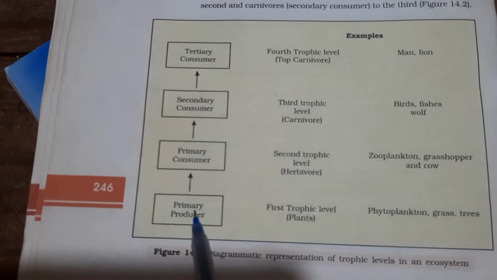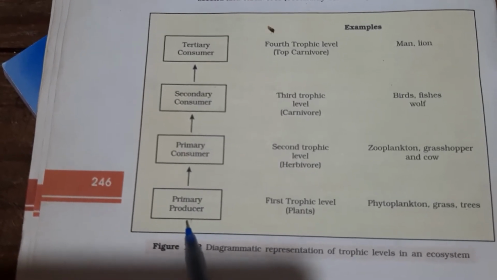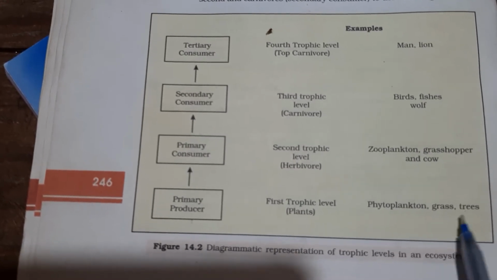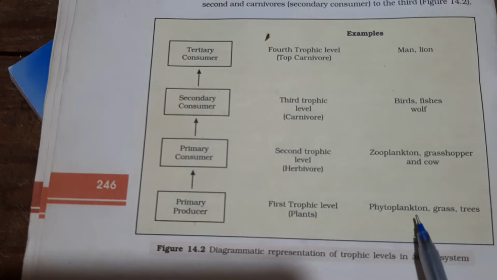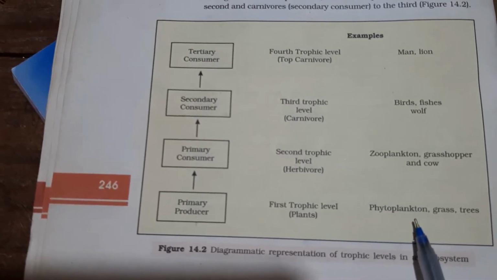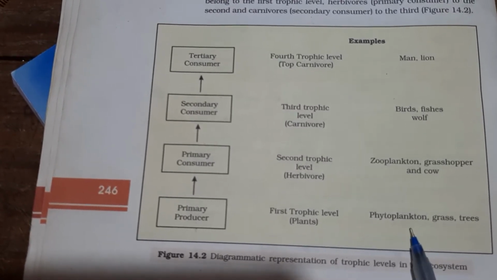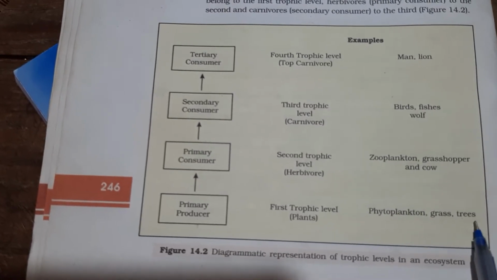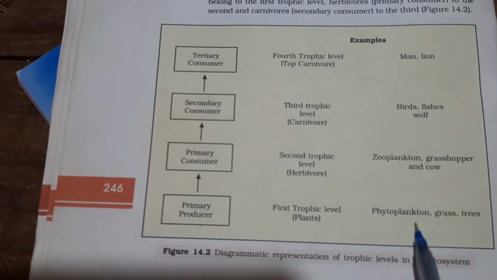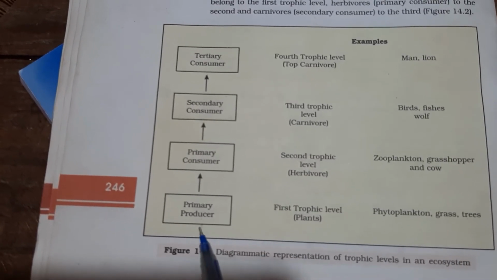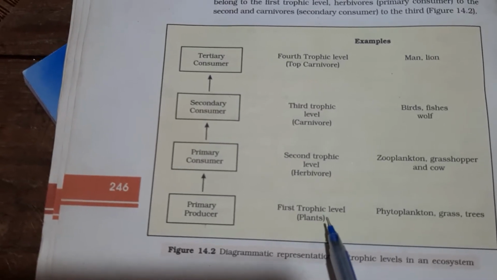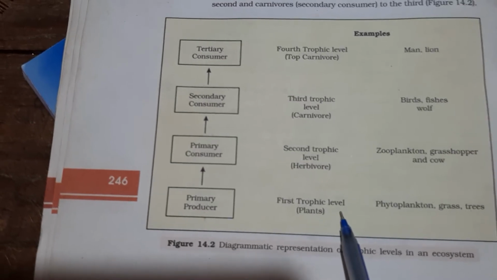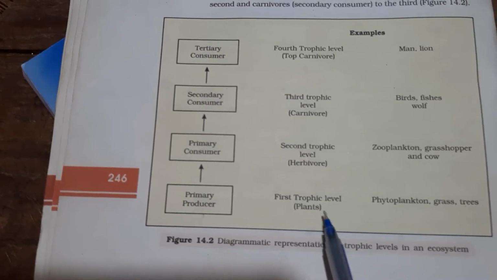Primary producers include phytoplankton, grass, and trees. Phytoplanktons are small plants which synthesize their own food, like grass. Chlorophyll pigments are present in both, and in large trees. All three are included in primary producers. Primary producers are also called the first trophic level, which includes the plants.